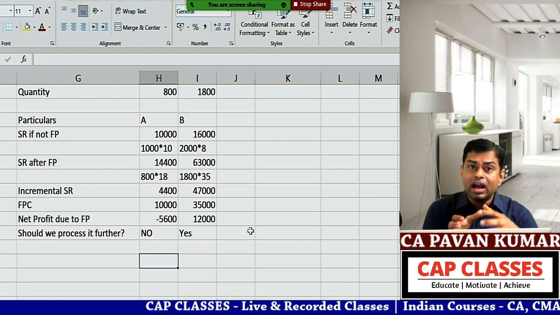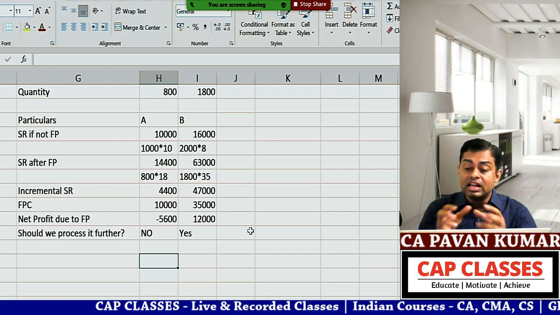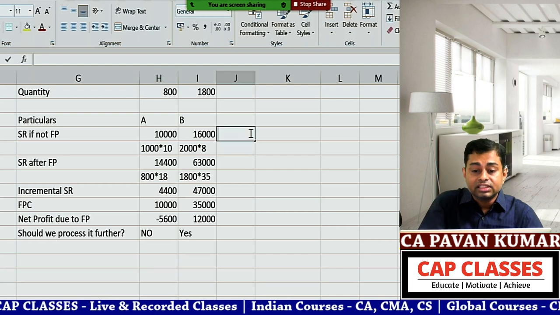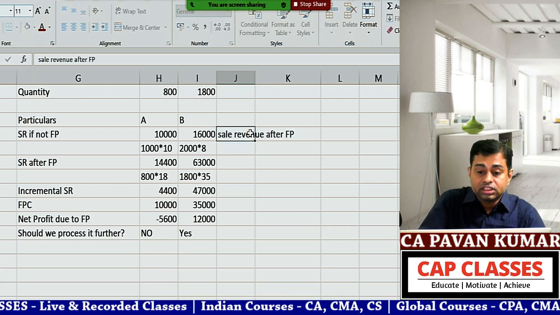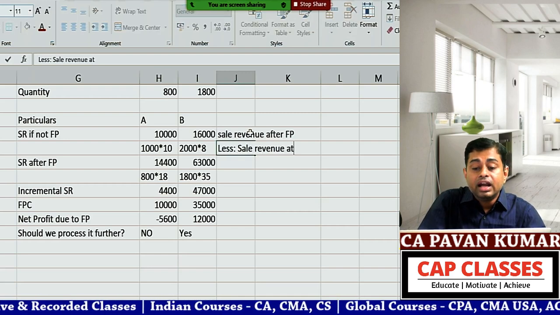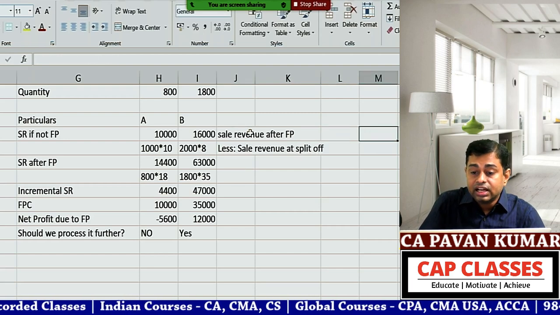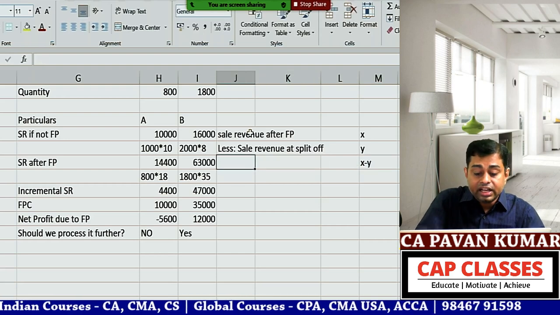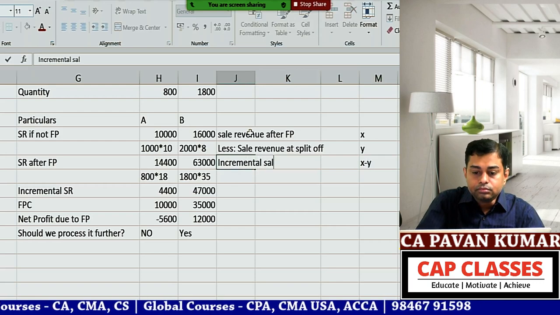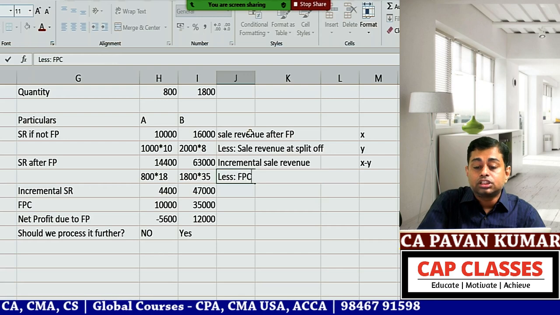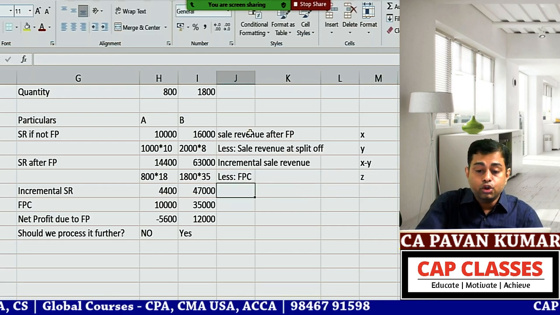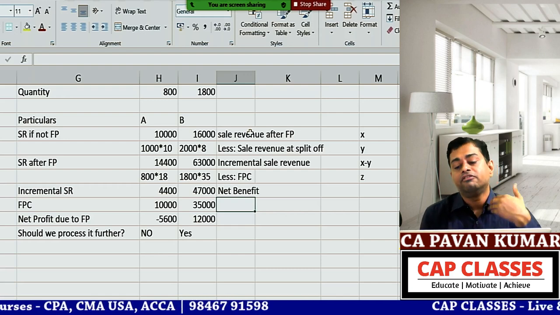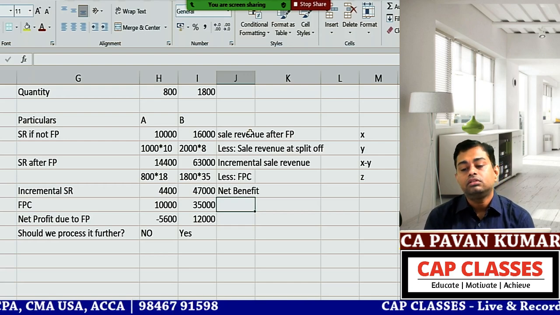So, sale revenue at split off point, sale revenue after further processing, the difference between these two is called incremental sale revenue. You understand it? Sale revenue after further processing, X, less sale revenue at split off, Y. So X minus Y is the incremental sale revenue, less further process cost Z. Then you will get the net benefit. If the net benefit is positive, process further. If the net benefit is negative, don't process further. That's all.